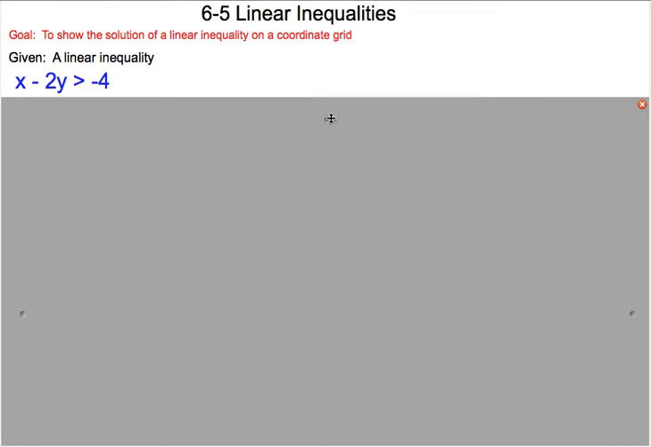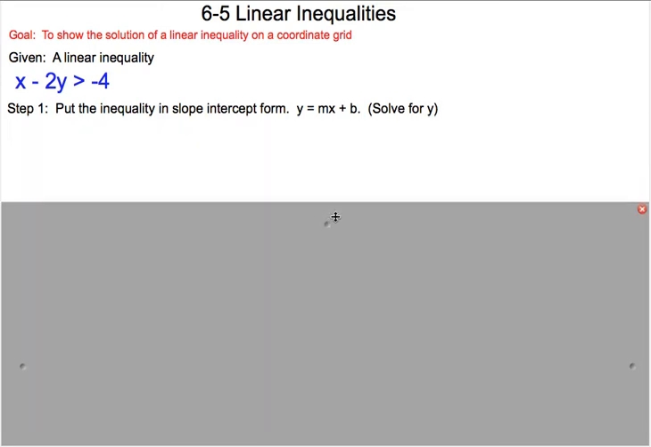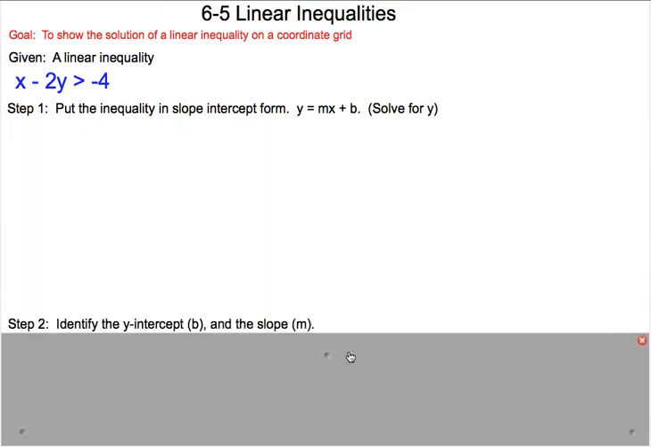Alright, so the goal here is to show the solution of a linear inequality on a coordinate grid. So you'll be given a linear inequality. In this case, we have x minus 2y is greater than negative 4. Step 1, put the inequality in slope-intercept form. Same as step 1 from section 6.1, which means solve for y. Okay, so we're going to do that here.